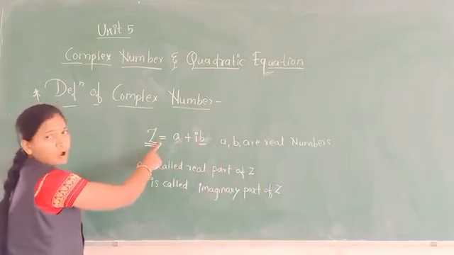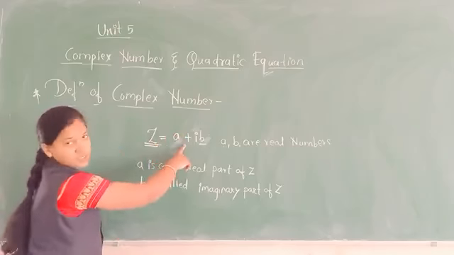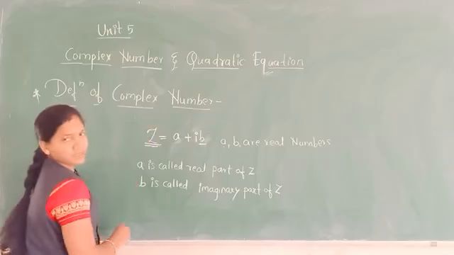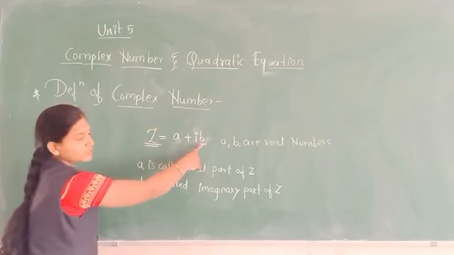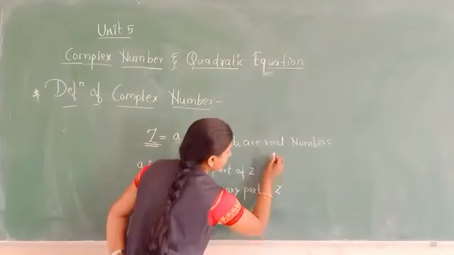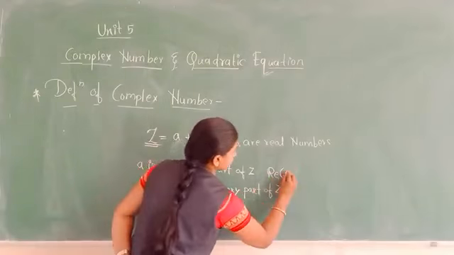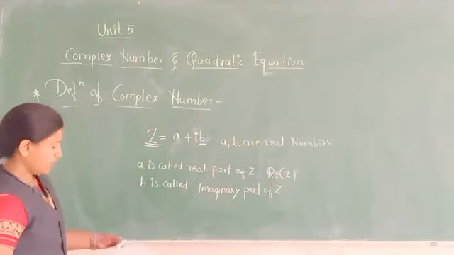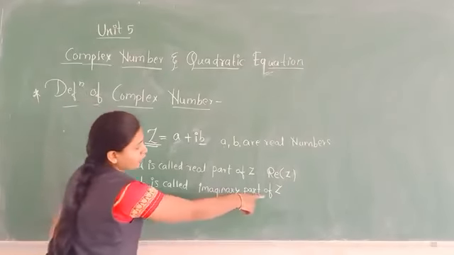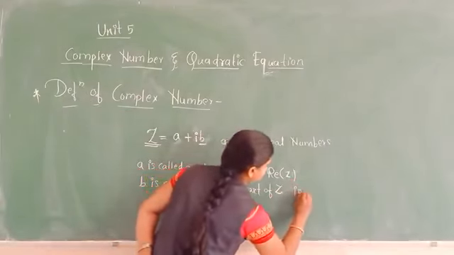So what is the complex number? A complex number is in the form z is equal to a plus ib. It is denoted by capital letter Z. Here a and b are real numbers. This a is called the real part of the complex number, and this b is called the imaginary part of the complex number.